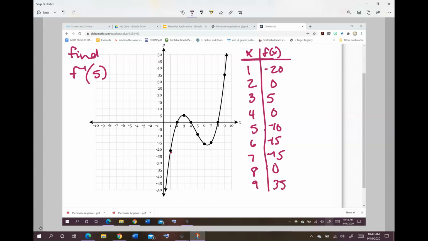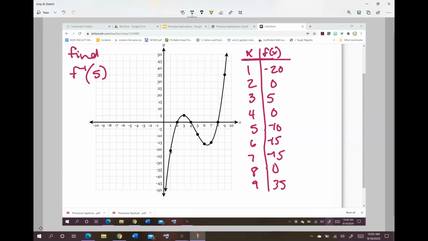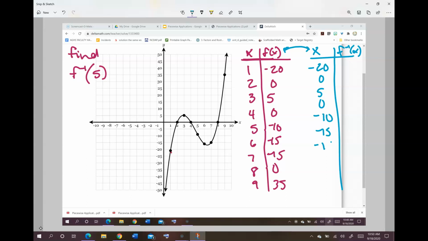Now, the next step I said in the PowerPoint was to make a new table where you switch your x and y values. So I'm going to make a new table, and I'm going to call it the inverse table, and I'm going to switch my x and y. So my y column right here turns into my x column, and then my x's are going to turn into my y column.